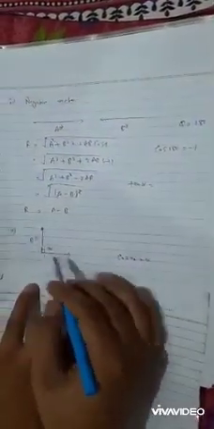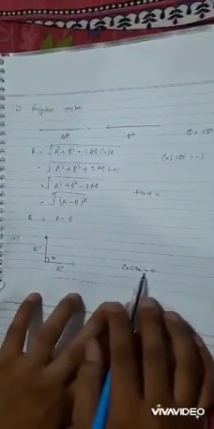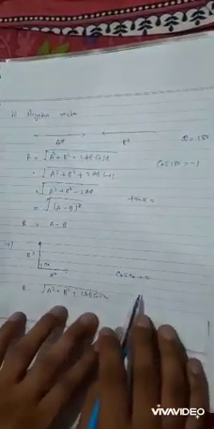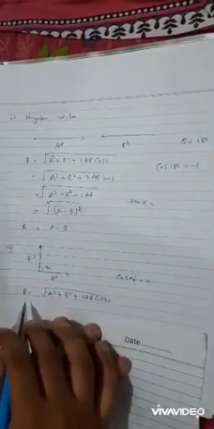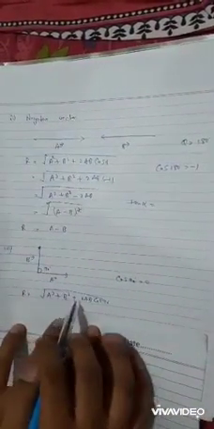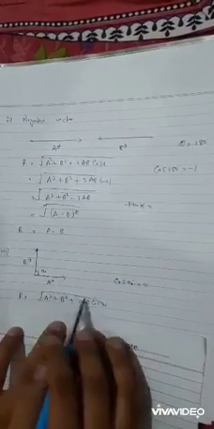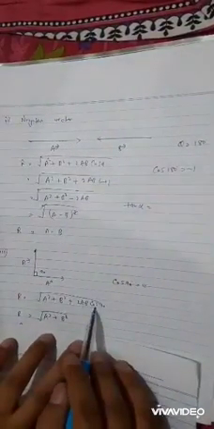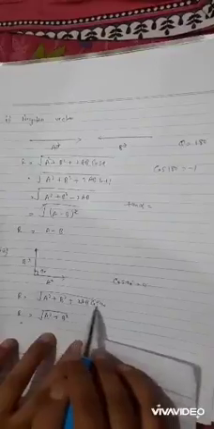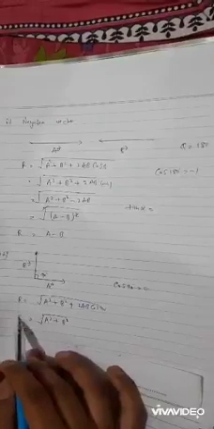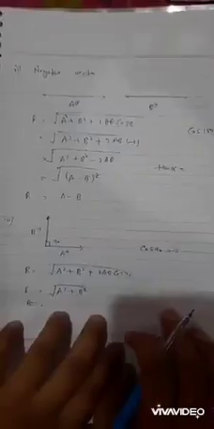Now the third case: the angle between a and b is 90 degrees, so cos 90 is equal to 0. The resultant is the square root of a square plus b square plus 2ab cos theta, where theta is 90 degrees. Since cos 90 is 0, this whole term is 0, and we are left with the square root of a square plus b square. So the resultant will be the square root of a square plus b square.